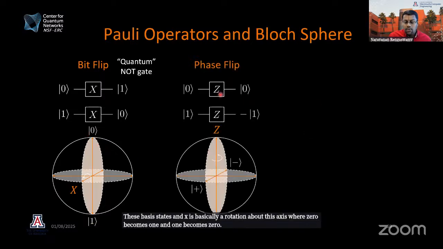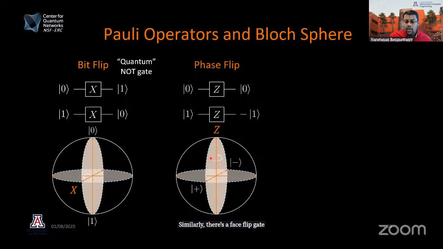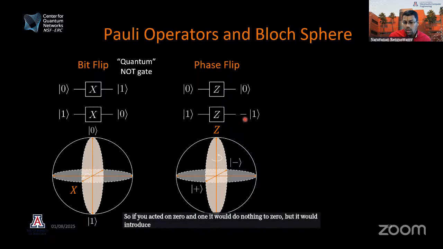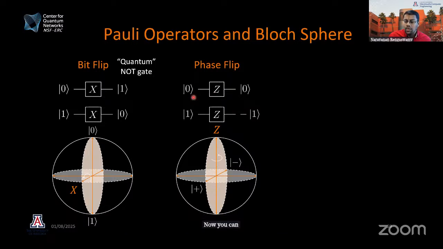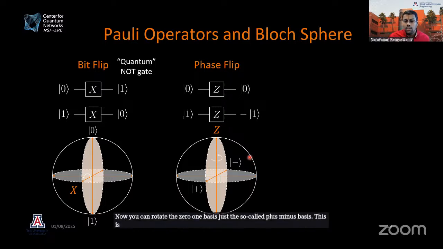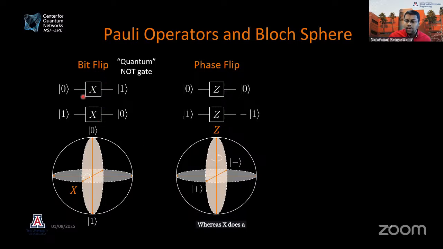Similarly, there's a phase flip gate, which rotates about the z-axis. So if you acted on 0 and 1, it would do nothing to 0, but it would introduce a phase of -1 if you acted on 1. Now you can rotate the 0, 1 basis to the so-called plus-minus basis. This is just a 45-degree rotation in the 2D plane. And then what happens is Z actually performs a bit flip on the plus-minus basis, whereas X does a bit flip in the 0, 1 basis.